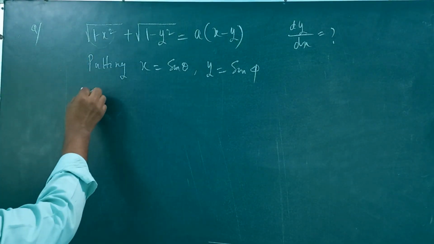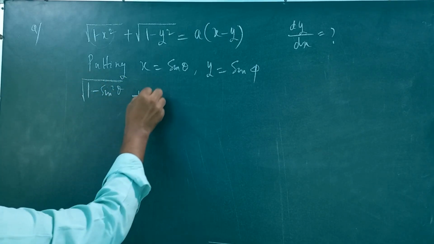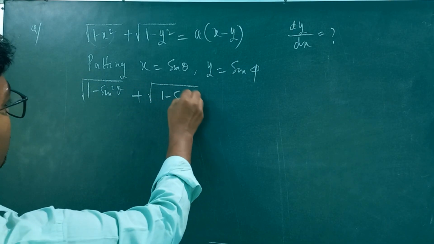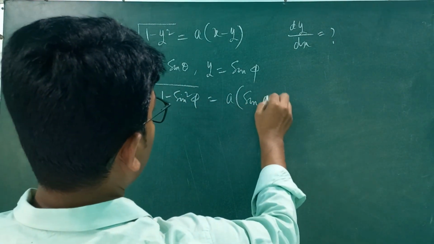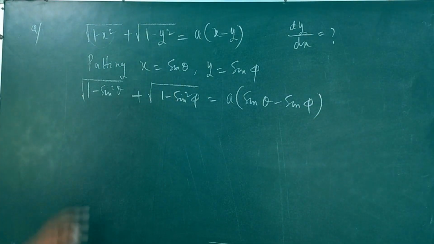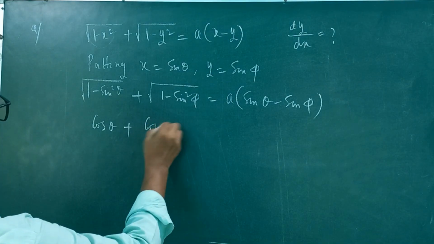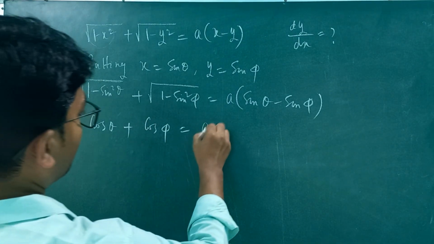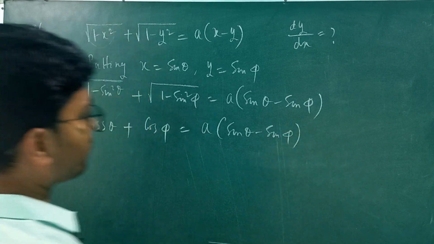Then what we will get? (1 minus sin square theta)(1 minus sin square phi) = a(sin theta minus sin phi). So 1 minus sin square theta is cos square theta, that is only cos theta, and this one is cos phi, equal to a(sin theta minus sin phi).